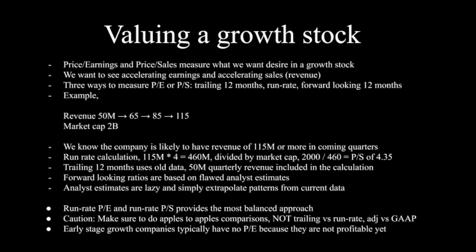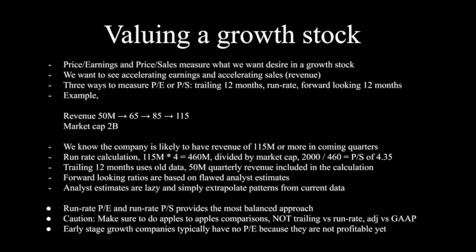And the way that the run rate calculation works is that we multiply the current quarter's revenue by 4. So we would do 115 million times 4, and that's 460 million. We then divide by the market cap. And since the market cap was in billions or 2 billion, that's 2,000 million. So we do 2,000 divided by 460, and we see the company has a price to sales of 4.35.